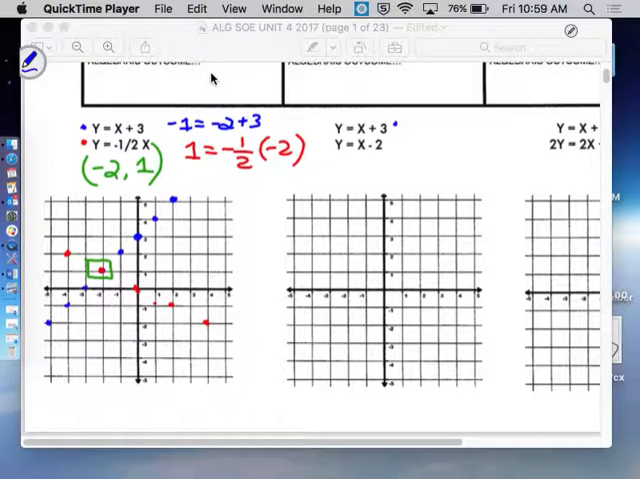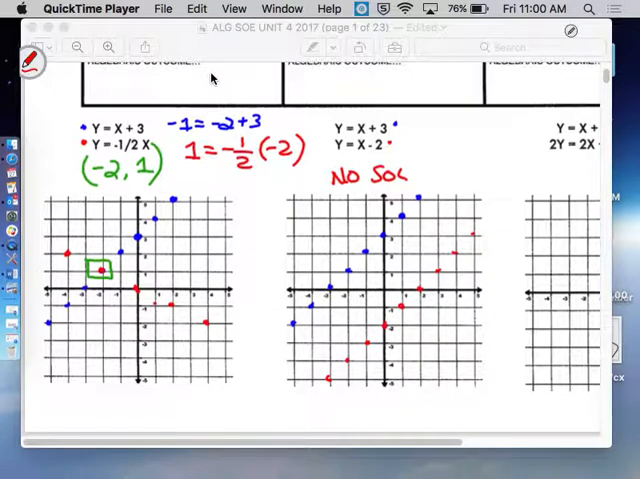Let's analyze what happens when we're graphing parallel lines, lines that have the same slope but different y-intercepts. Here I can see that the two lines are running parallel to each other. They will never intersect. They have no common points. So this would be a system with no solution.